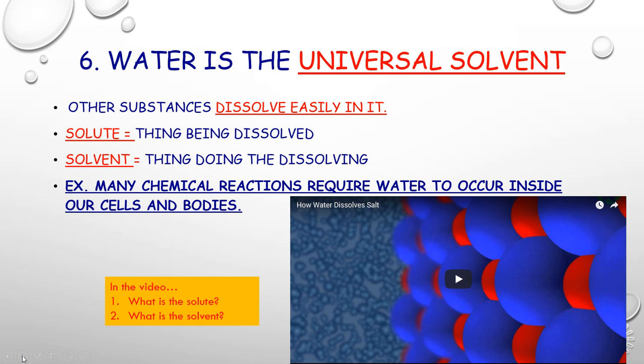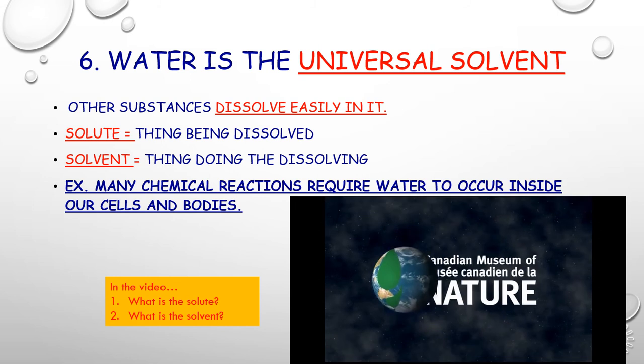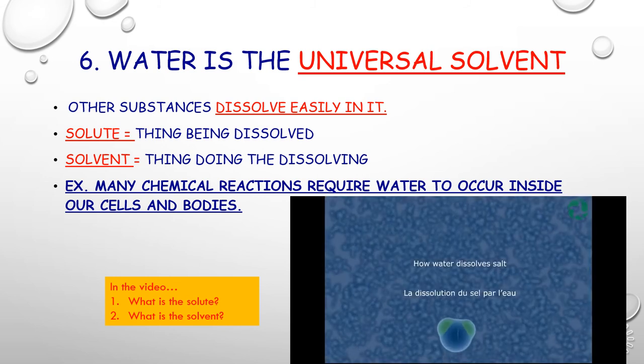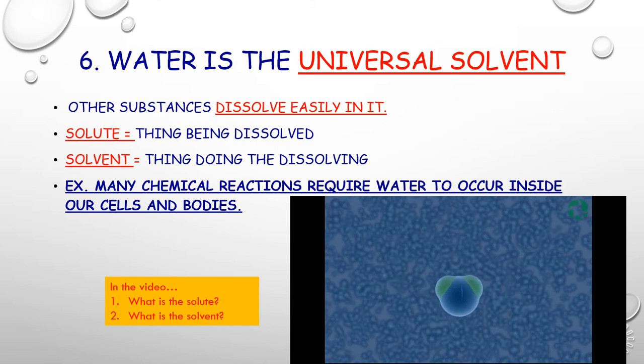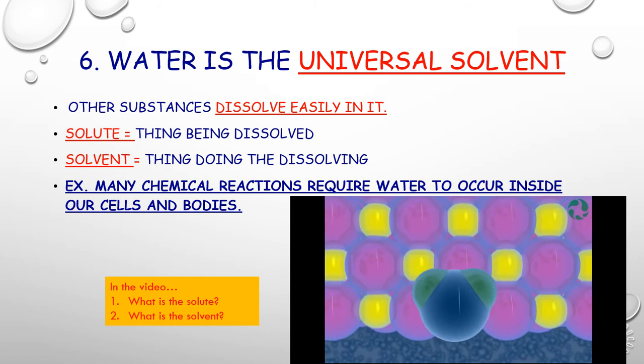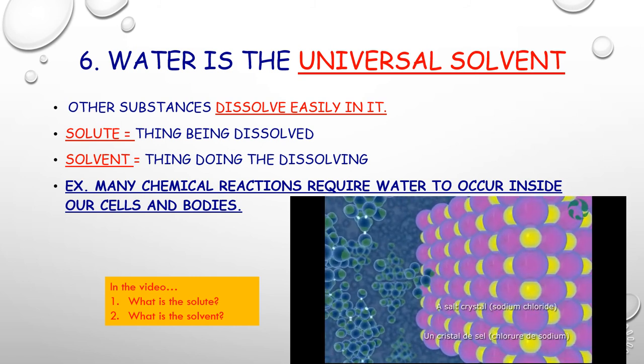So this brings us to the solute and solvent. Solvent is what does the dissolving. And this all comes back to the polarity of water. So how does water dissolve salt? We have our water molecule right here. Remember, it is polar. We have NaCl.